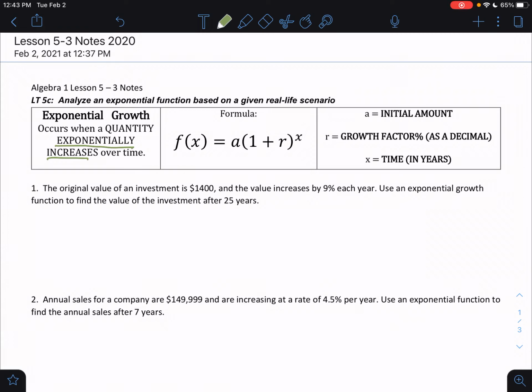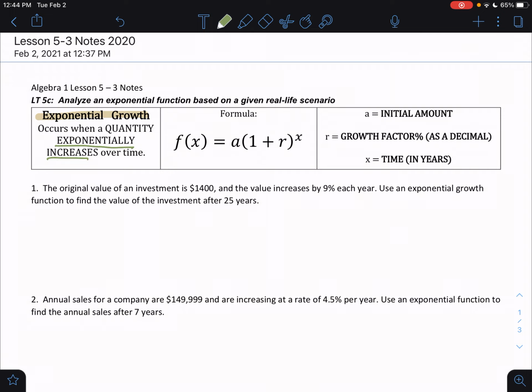Today we're going to go on to 5.3 notes. We are dealing with exponential functions still. This time we're going to learn about 3 different formulas and how we can use them in word problems and real life scenarios. The first one that we have is exponential growth, and that is when something is increasing exponentially over time. Generally we're dealing with money with these.